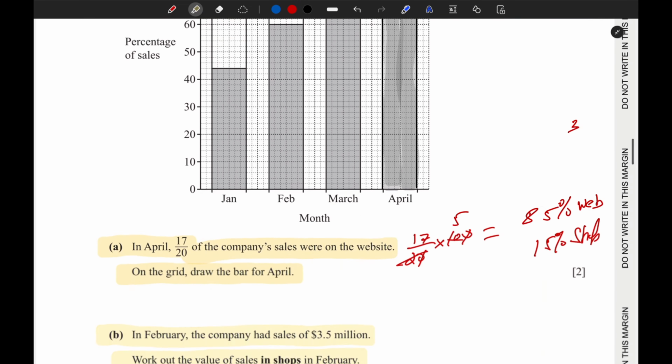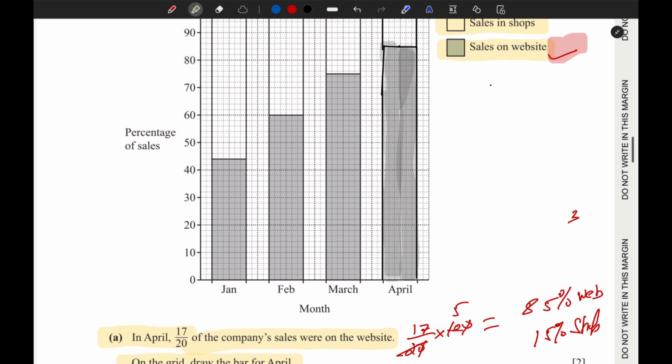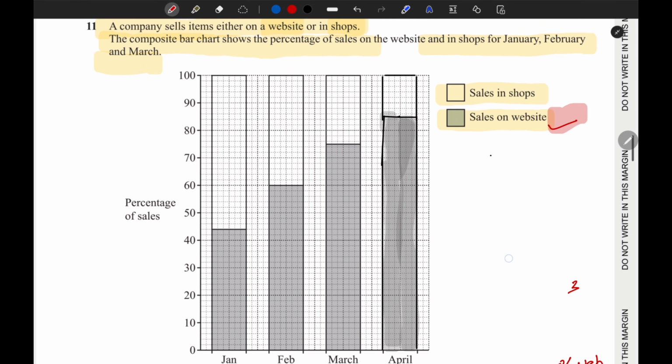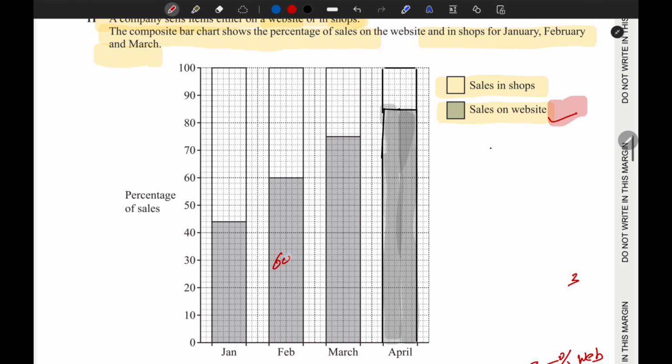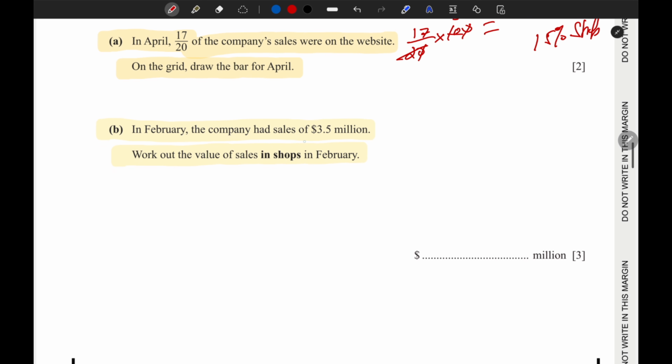Okay, shops. So first of all, for February we have to calculate for the shops. As we can see, 60% is on the website, and shops is 40%. 40% is in shops. So that means 40% of this $3.5 million. So we just write 40%, which is 40 by 100. So what we can do is 3.5 into 0.4.